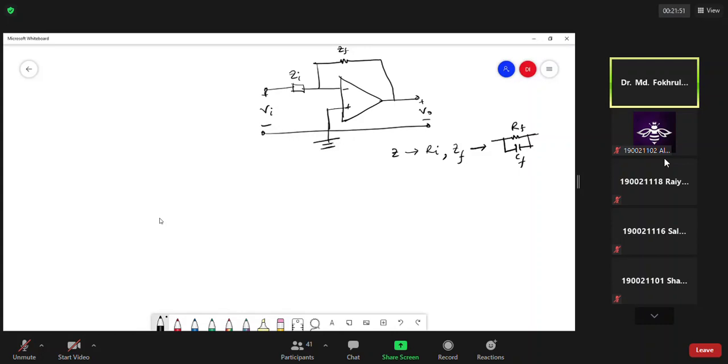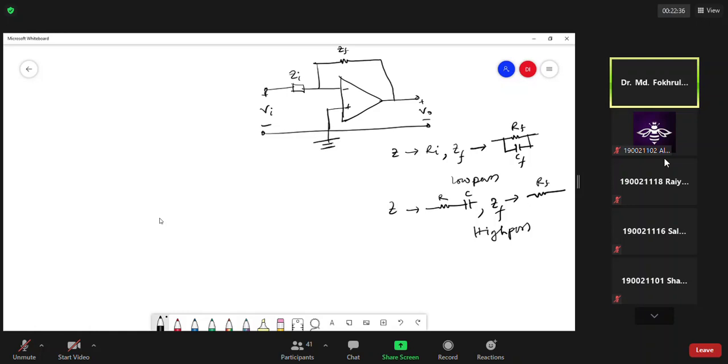Then it will perform like a low pass. And if Zi is replaced by a series RC, and ZF is replaced by a simple RF, then it will perform as a high pass. It's a very common circuit we have discussed earlier.